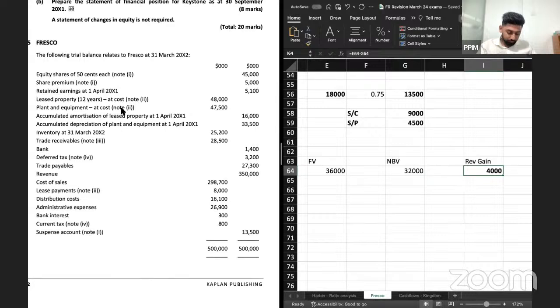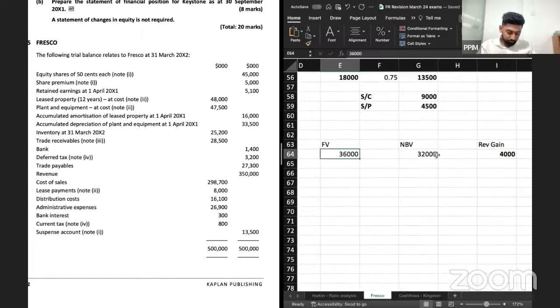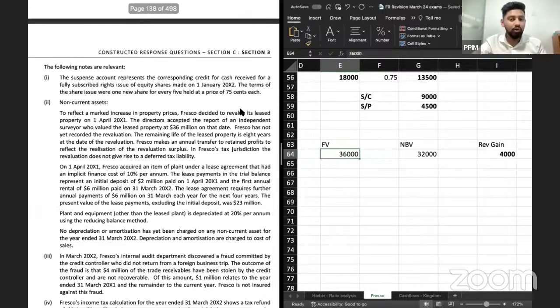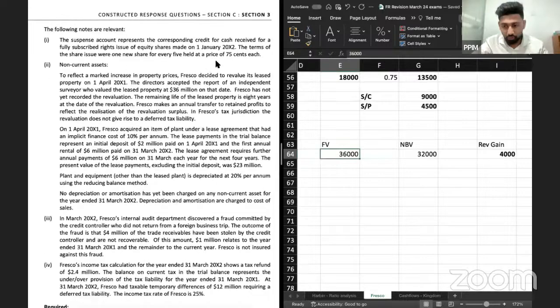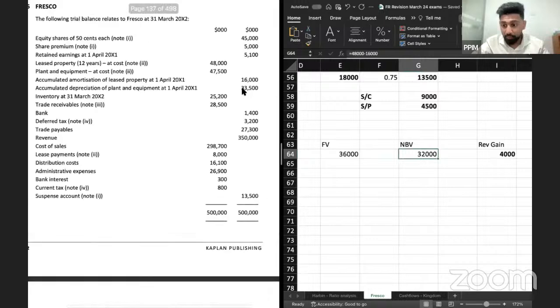Super. So now that is done. Let's go further. Your revaluation is going to be fair value 36,000, which is given here. And then your net book value is going to be your cost, which is 48,000 minus your amortization 16,000. So that gives you 32,000. Guys, do you understand?